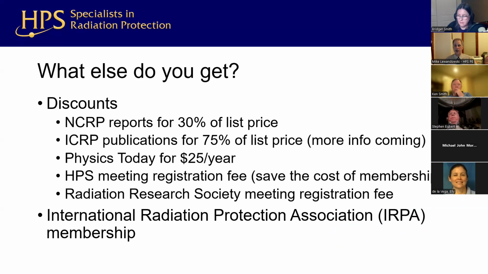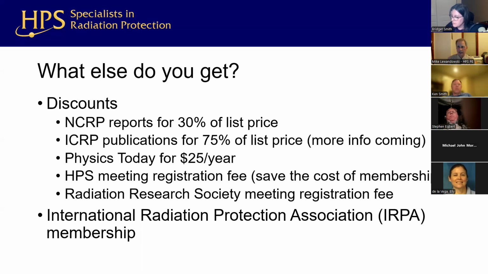So there are some things that are not free, but highly discounted. For any NCRP report that is not available for free on the HPS website, you can buy that report for 30% of the list price, so you get a 70% discount. ICRP publications are 75% of the list price, so a 25% discount. More information on that is coming. We're trying to work out the details in terms of how you go to the HPS website and purchase this and get the discount. So that's still a bit of a work in progress.